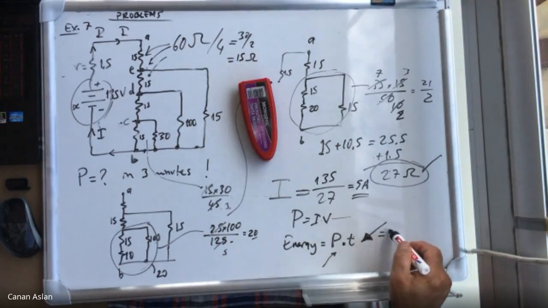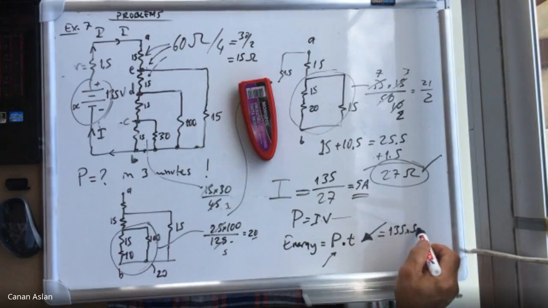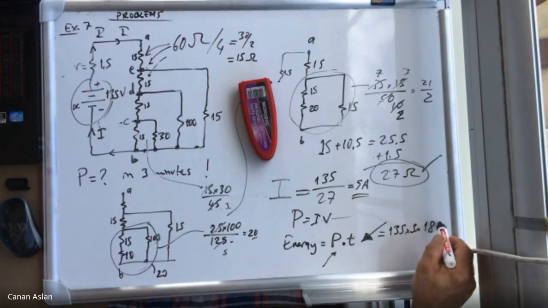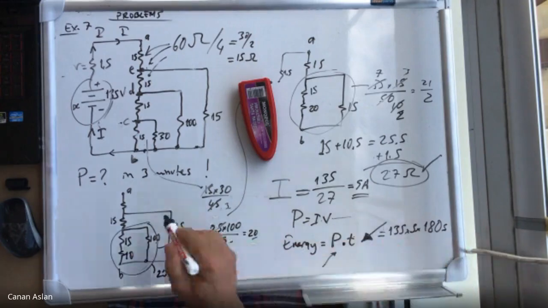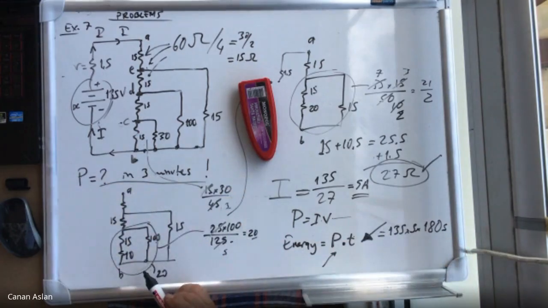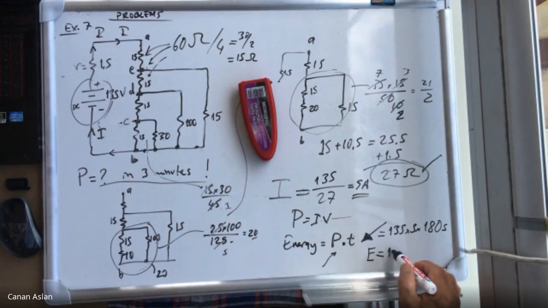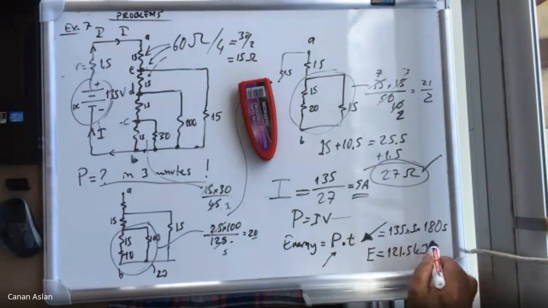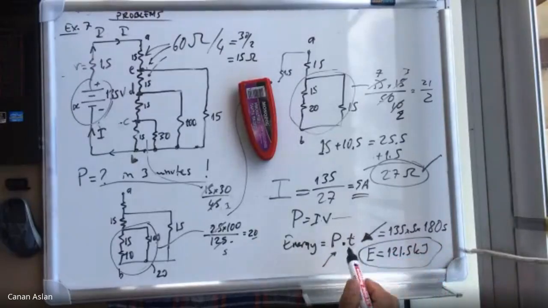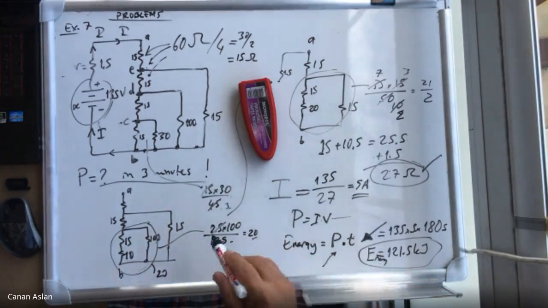So it's just equal to 135 times 5 times 180 seconds, which is 3 minutes, because it says how much power you spend and how much energy you spend in 3 minutes. Then the energy is 121.5 kilojoules. Because the energy is in joules and the power is in watts, don't forget. So the energy that you spend is just 121.5 kilojoules.